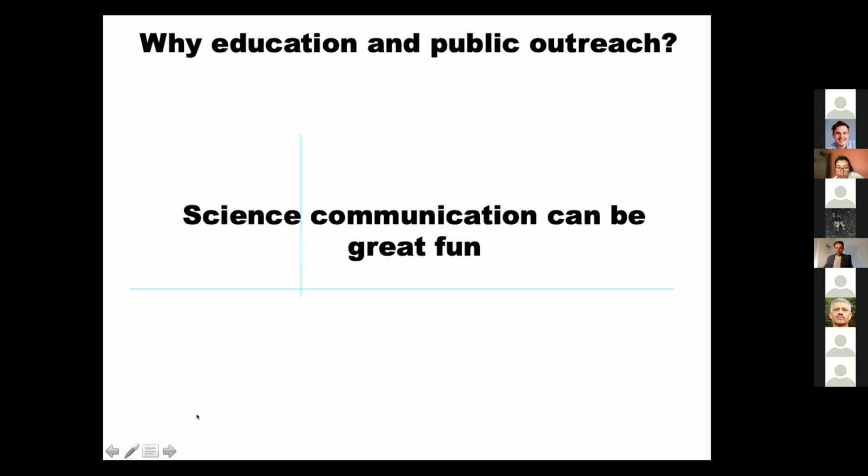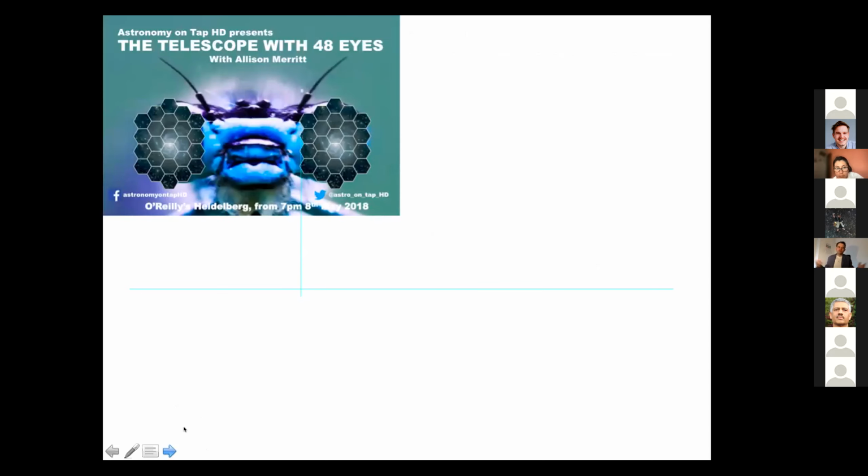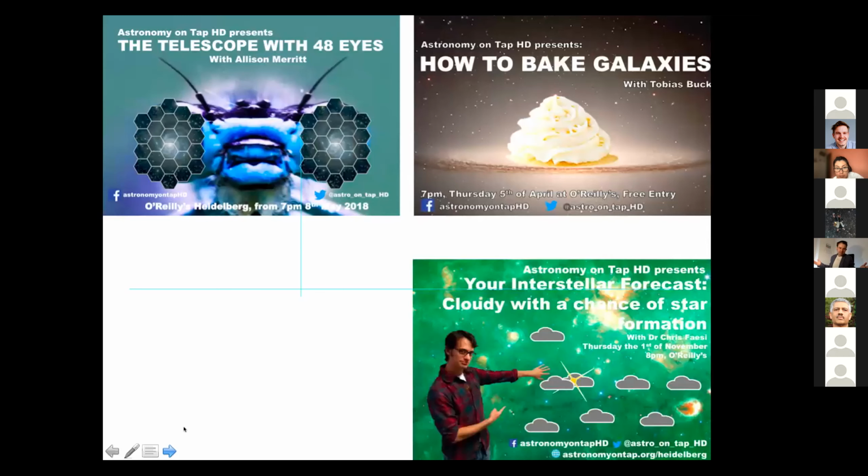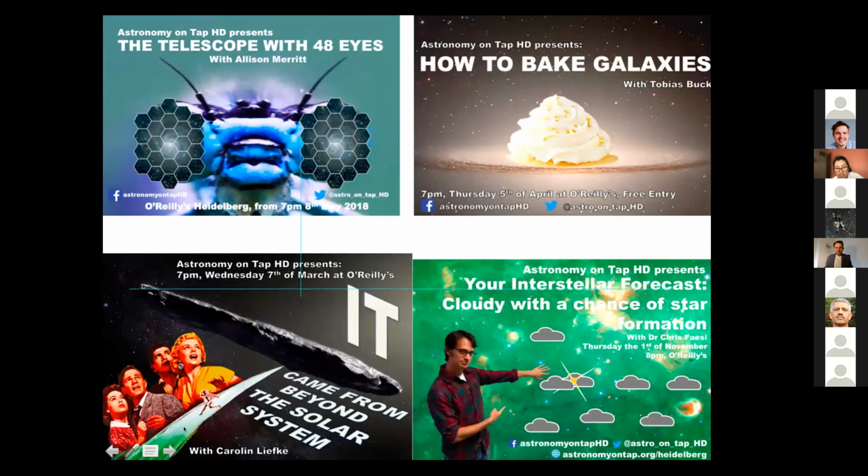And the final point I would want to say is that science communication can be great fun. It's a great chance to muck about and try interesting, different ways of doing explanations. For example, I spent a couple of years running an Astronomy on Tap location here in Heidelberg, and I got to do the promotional posters. So I did fun astronomy-themed posters, images that hook you, very bad galaxy cupcakes, just trying to think of fun ways to explain and communicate science.